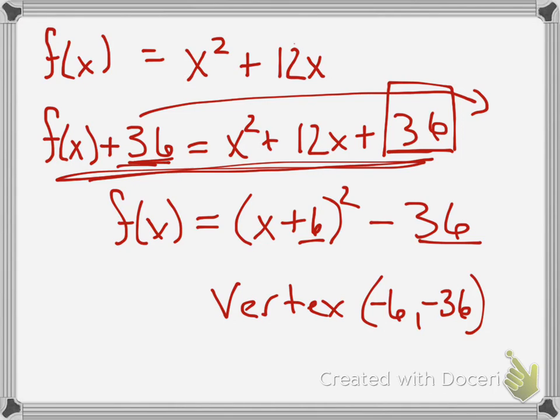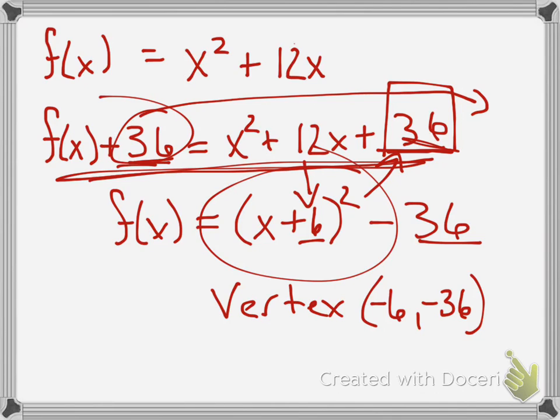So you basically move it over. You divide by 2, square it to get this number. Whatever number you put here, you put over here, and then you have to move it back over. Now keep in mind that parentheses should already be there. Let's look at another example.